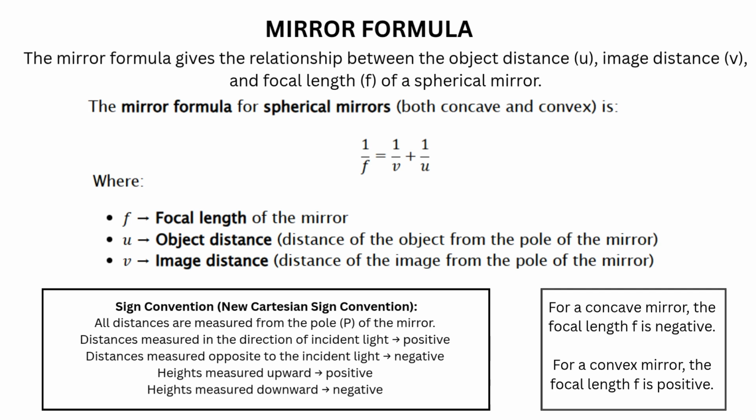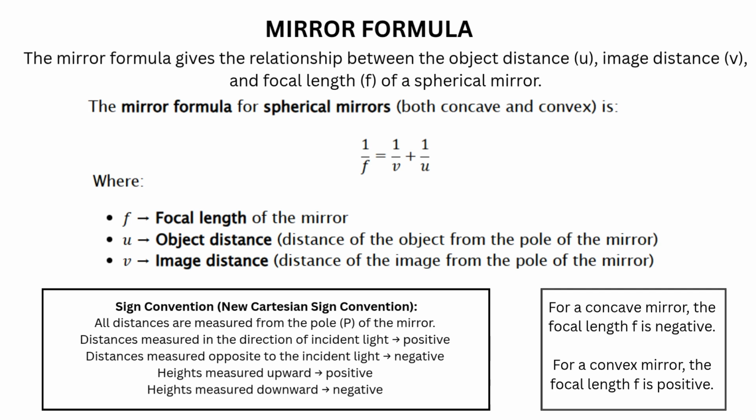Another formula that is used for calculations is the mirror formula. The mirror formula gives the relationship between the object distance, image distance, and focal length of a spherical mirror. The formula is 1 by f is equal to 1 by v plus 1 by u, where f is focal length, u is object distance, and v is image distance. We have to be aware of the sign convention while doing problems.